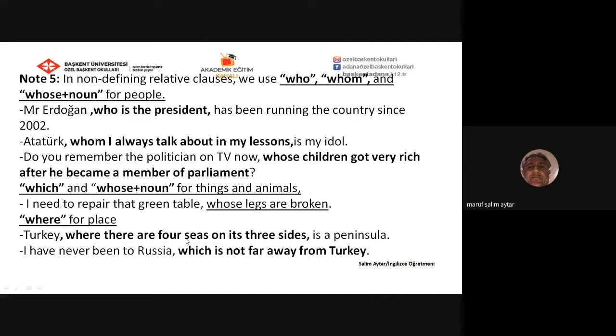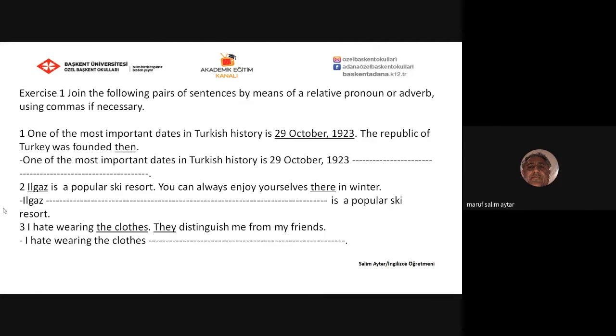Okay, let's try whether we can answer the questions here correctly. Can you please try to join the following pairs of sentences by means of a relative pronoun or adverb, using commas if necessary, of course. If you are making a non-defining relative clause, you have to put it in commas. And mind you, you cannot use that as a relative pronoun if you are making a non-defining relative clause.